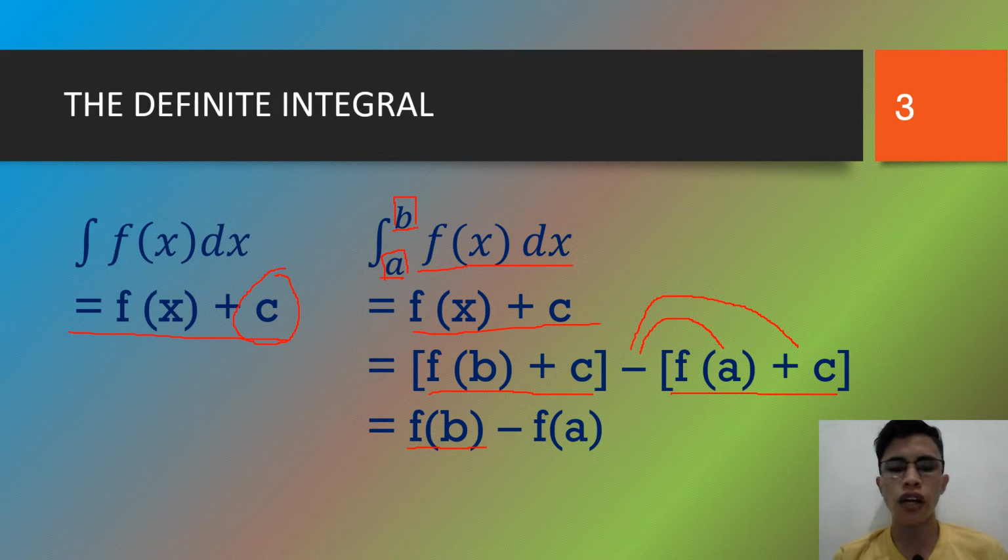Then substitute the value of x. That will result to a number, or a fixed number, or there is a fixed value. Okay?